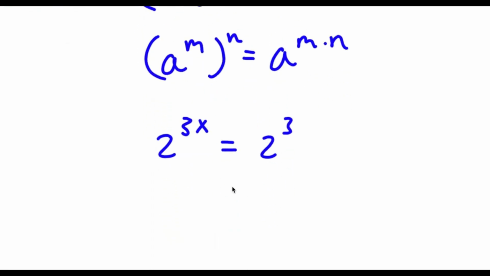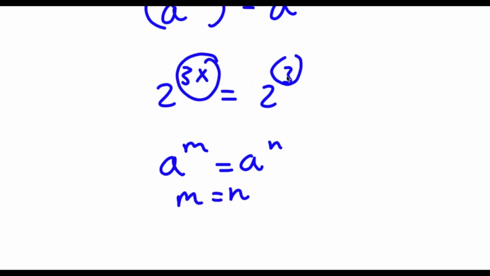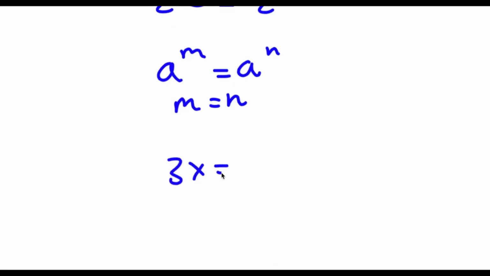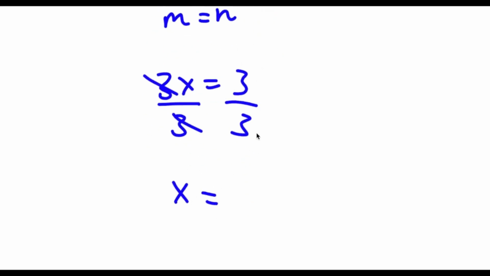Now, if I have something in the form a to the power of m is equal to a to the power of n, this means that m is equal to n. So in this case, 3x is equal to 3. To solve this, I'm going to divide both sides by 3. These two cancel out. Now I'm left with x is equal to 3 divided by 3, which is 1. So this is my answer.